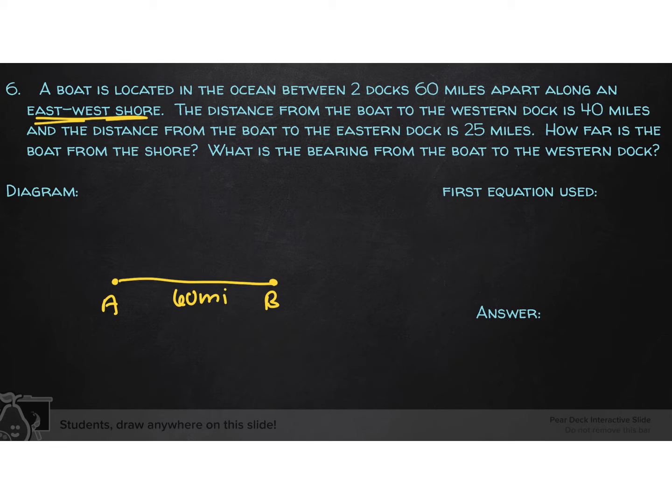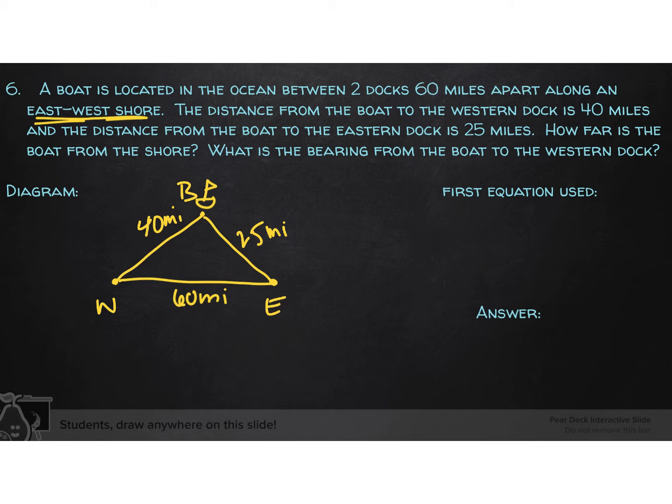And there's a boat somewhere out here. Okay. The distance from the boat to the western dock, maybe I'll call this W. That would maybe make this easier. Okay, I'm going to call this W for west and E for east, actually. And then B will be up here for boat. So from the boat to the western dock is 40 miles. And then from the boat to the eastern dock is 25 miles.